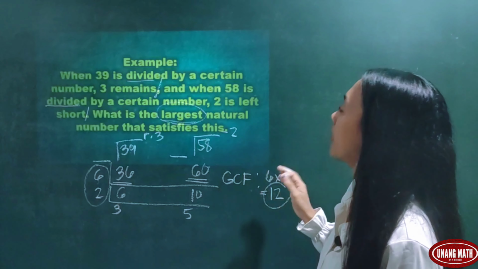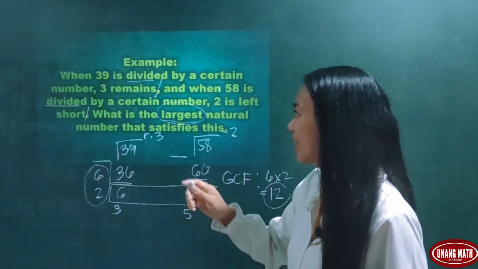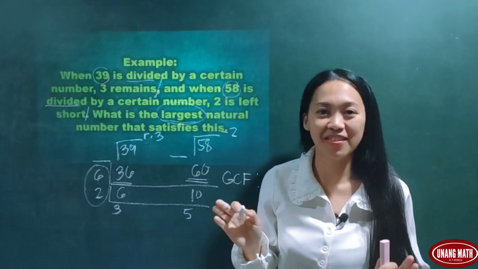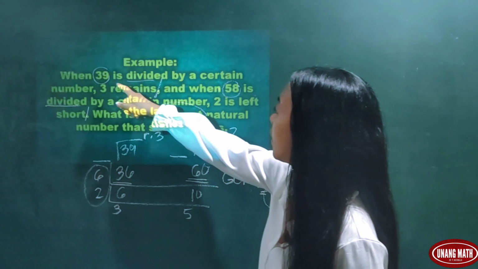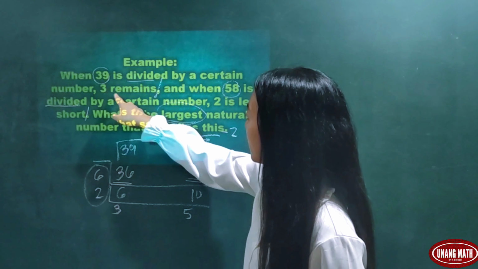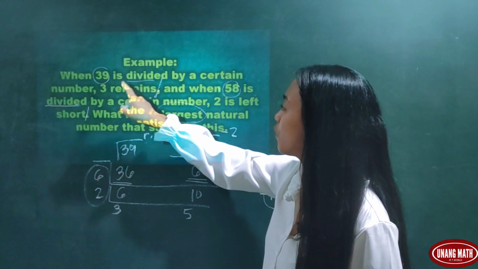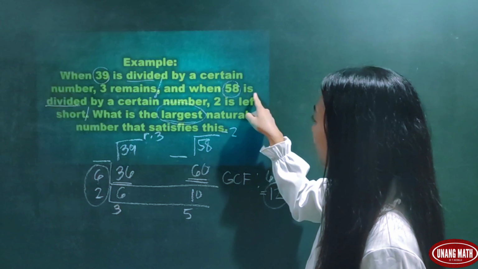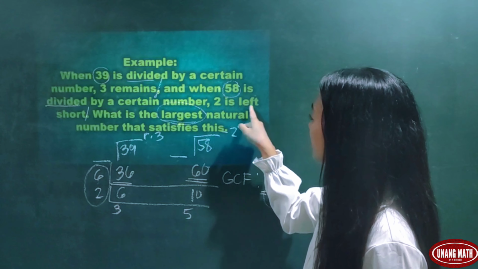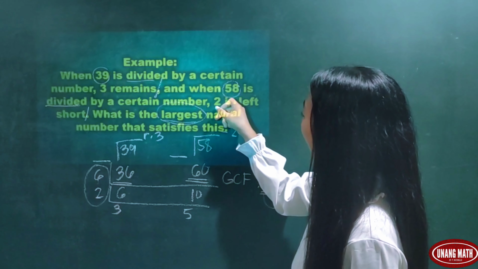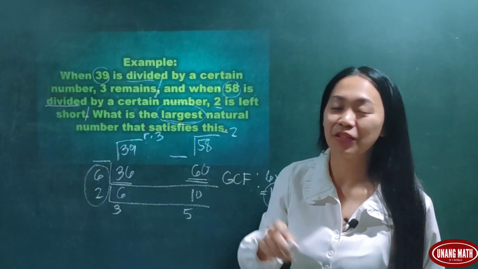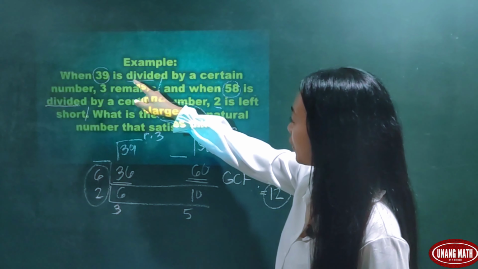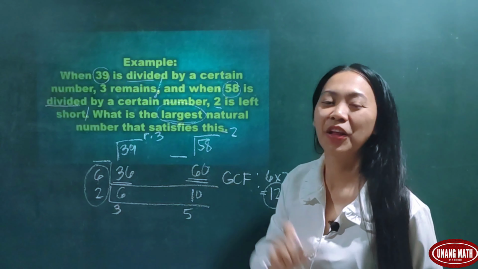So in this kind of problem, we will not directly get the numbers 39 and 58 and find the GCF. Remember, 39 is divided by a certain number and then 3 remains. It means we need to subtract 3 from 39. And when 58 is divided by a certain number, 2 is left short. It means we will add 2 to 58. So 58 plus 2, that's why we got 60. 39 minus 3, that's why we got 36.